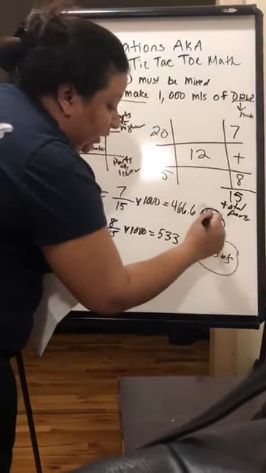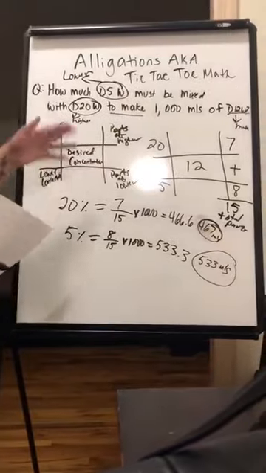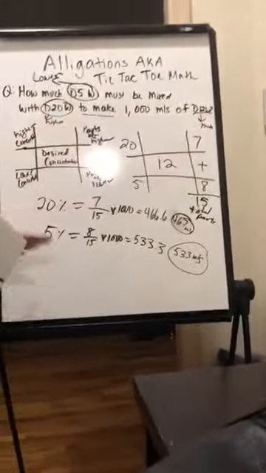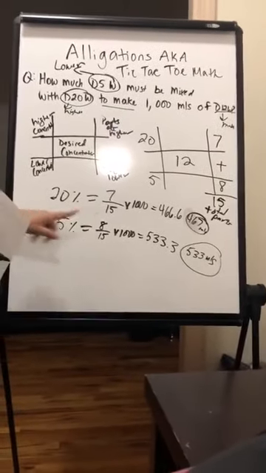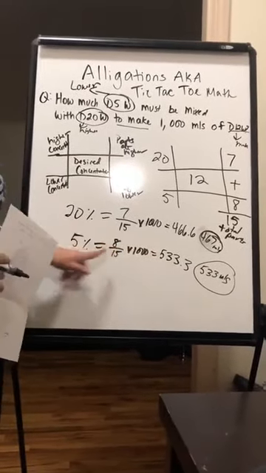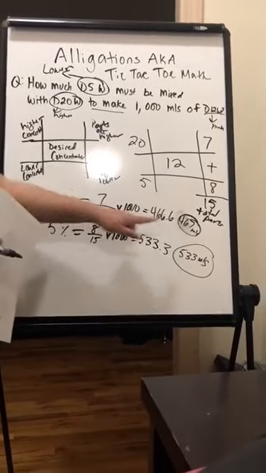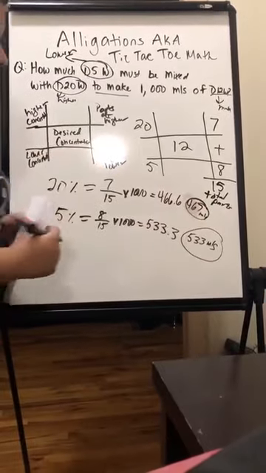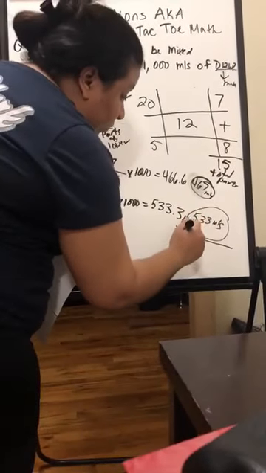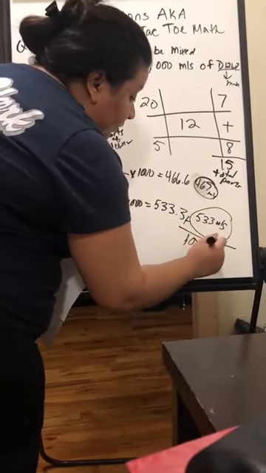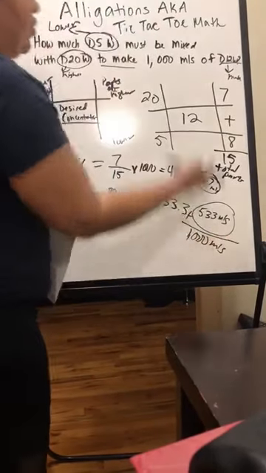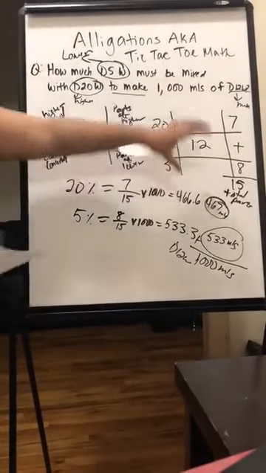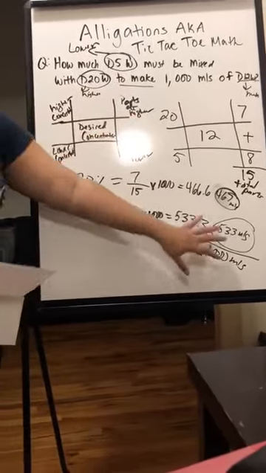So that's the final answer. The question is asking us how much D5W must be mixed with D20 to make this. So for D5, we need 533 mLs. And for D20, we need 467 mLs of that. When you combine these two, it equals exactly 1,000 mLs. And then you will have created D12. Remember, it's like a dilution. You're pouring these two together to create a different amount.